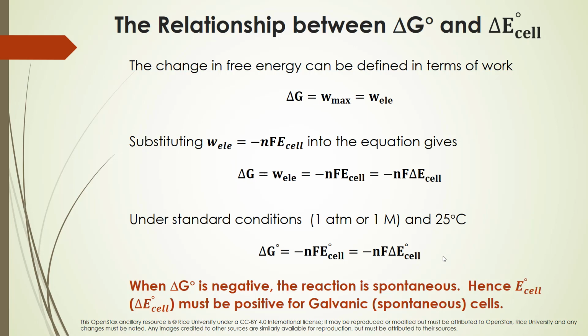Now, remember this from earlier when we talked about thermodynamics: when delta G naught is negative, or delta G in general is negative, the reaction is spontaneous. So when the cell potential, right here, is positive, then that means the free energy is negative. And so we've already seen that previously. Positive cell potentials mean the cell is spontaneous.